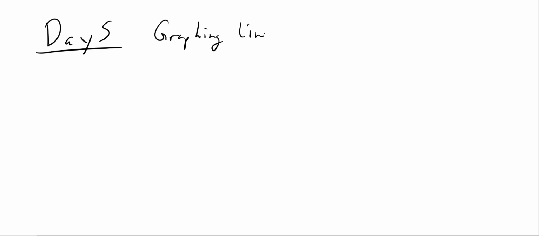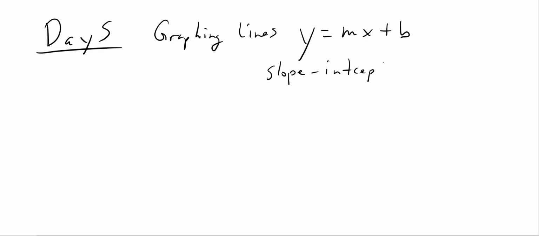And so this is day 5. And we're actually going to do more graphing lines. But we're going to use something you've seen before, y equals mx plus b. This is called slope intercept form.